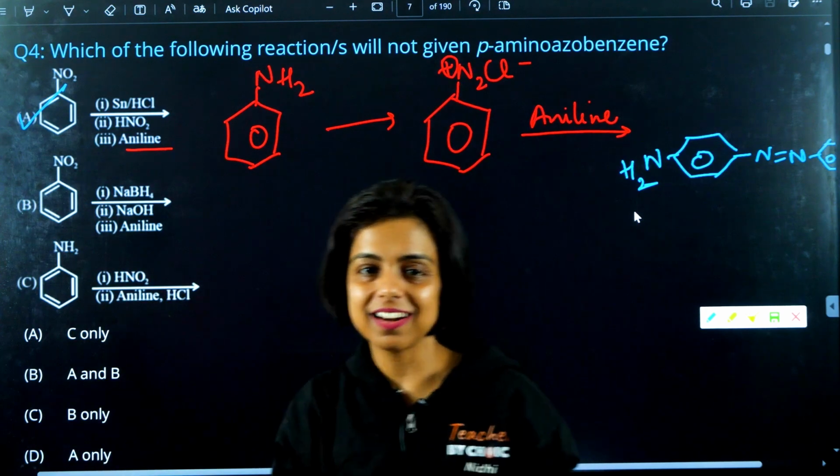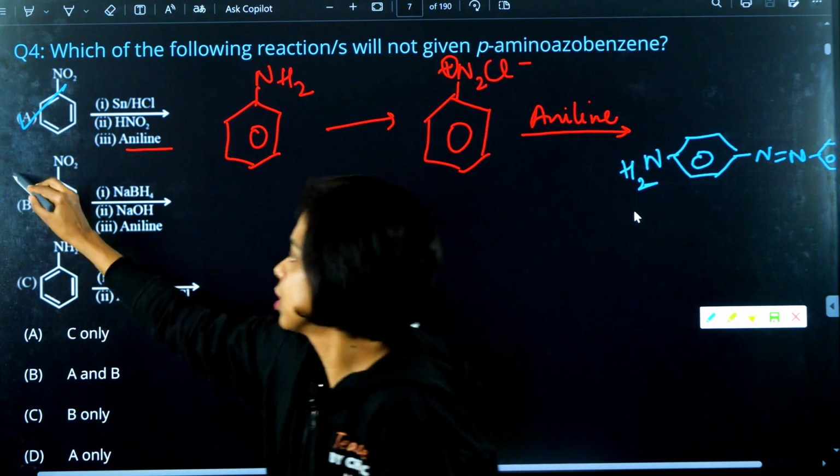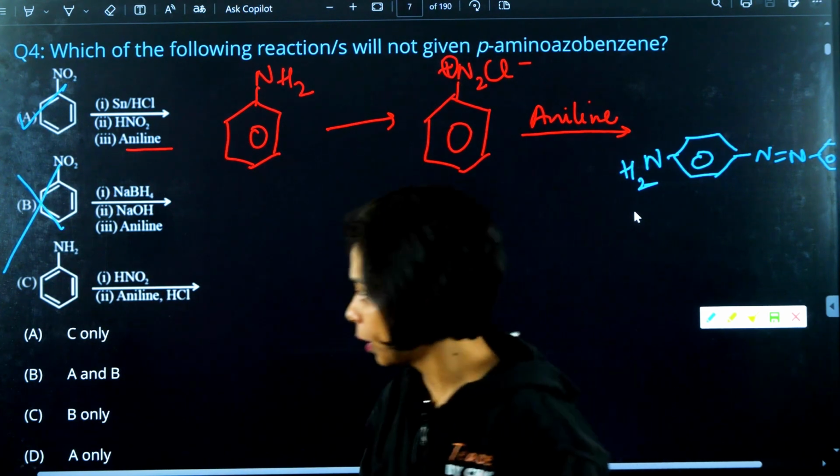Now sodium borohydride cannot reduce NO2, there is no further reaction with NaOH, no aniline, so this cannot give any satisfactory product, no particular or good yield of any product.